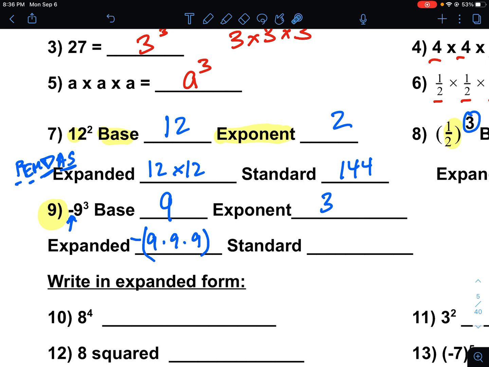So the standard form, 9 times 9 times 9, shoot, I don't know what that is off the top of my head. 9 times 9 is 81, but 81 times 9 is 729.